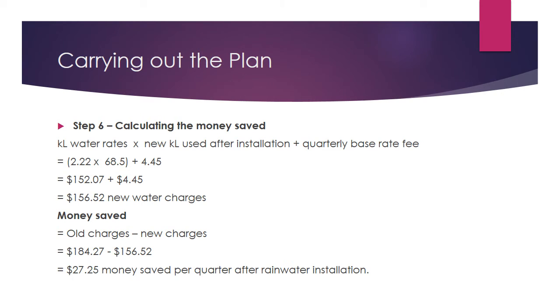Therefore, the money saved equals the old charges minus the new charges, which is $184.27 minus $156.52. Therefore, there is $27.25 of money saved per quarter after the rainwater tank.